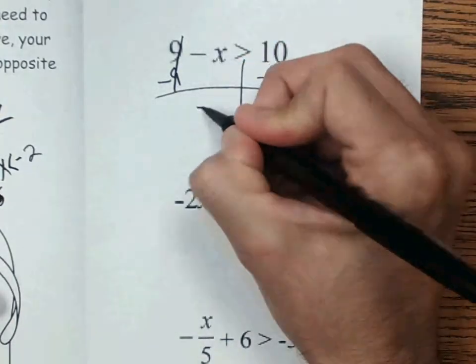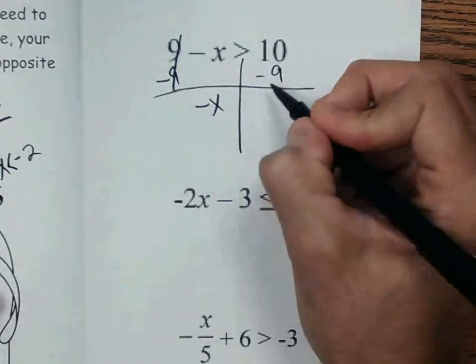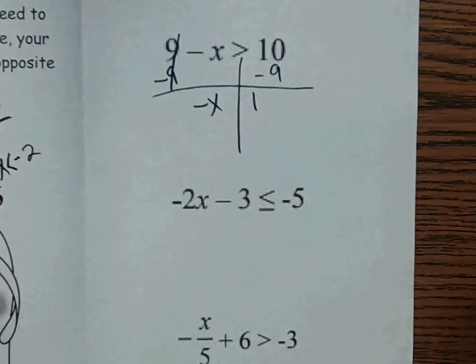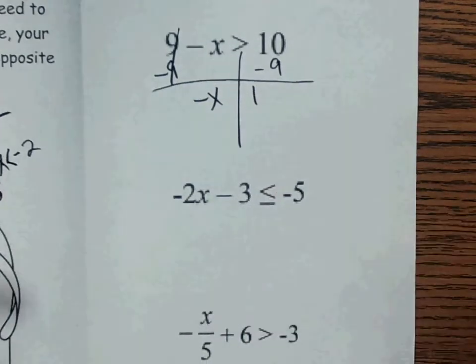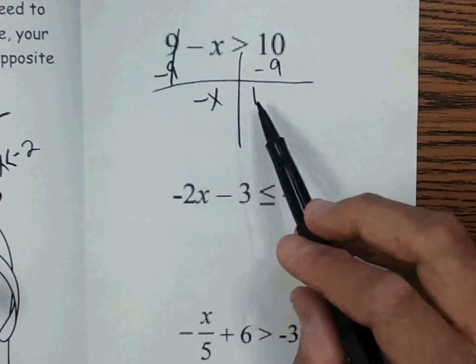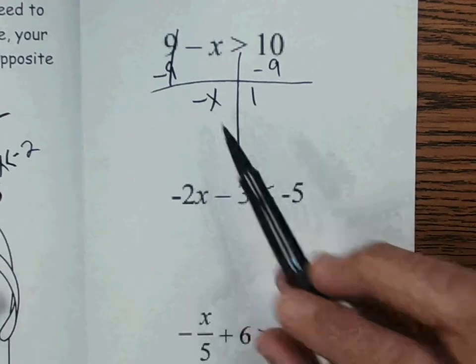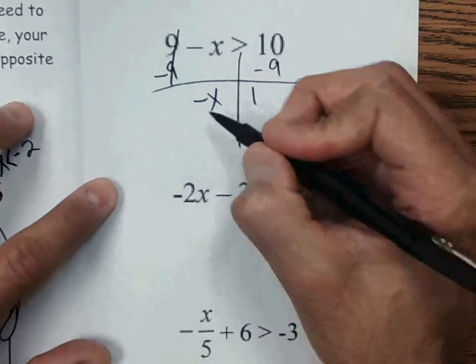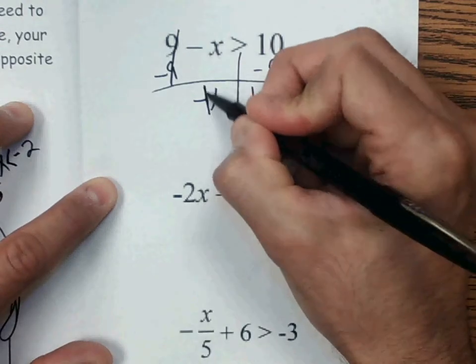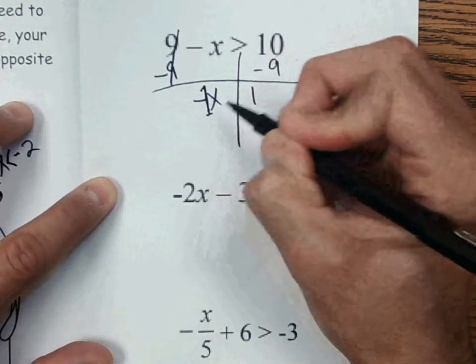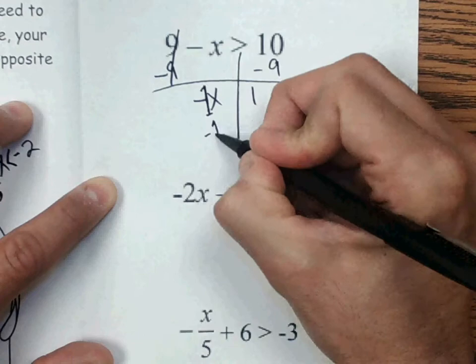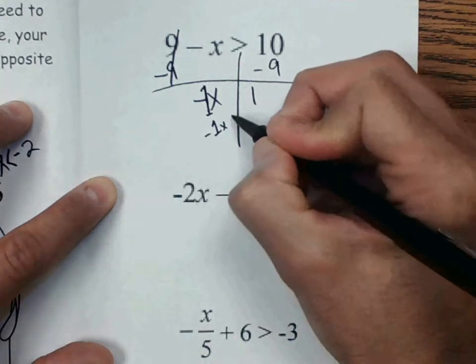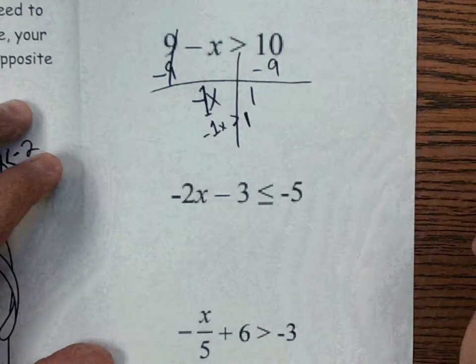I'm going to drop down my negative x. It's still a negative x. 10 minus 9 is 1. So if you think about it, right now we're probably just thinking, well, x is just 1. Well, no, that's negative x. You have to remember that there's an invisible 1 right there that we can't see. Negative 1x, let me rewrite it. Negative 1x is greater than positive 1.